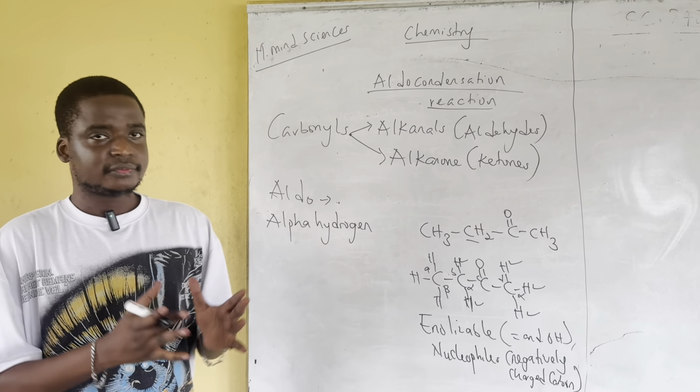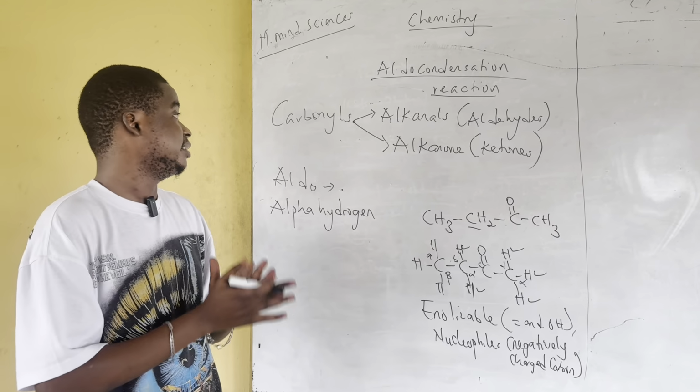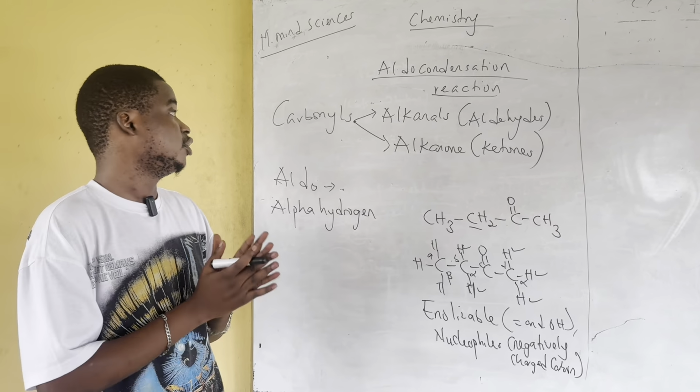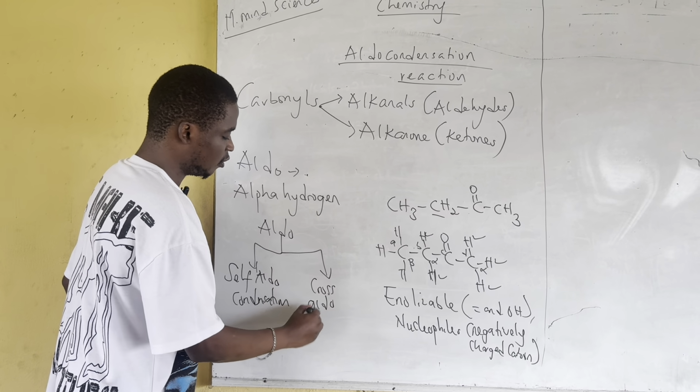Now coming back to the aldol term. I said an aldol is a structure that is made up of two carbonyls. It can be alkanal and alkanal, alkanone and alkanone, or alkanal and alkanone. So it means that we have two types of aldol reaction. Generally, we have the self-aldol condensation, like I usually call it, and we have the cross-aldol condensation.